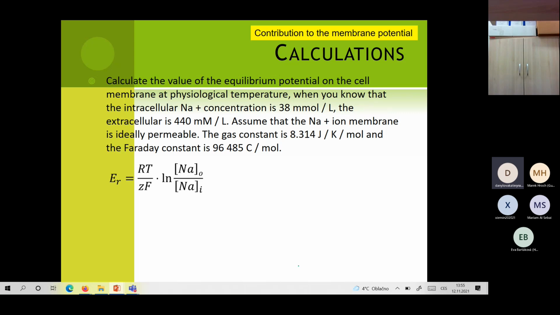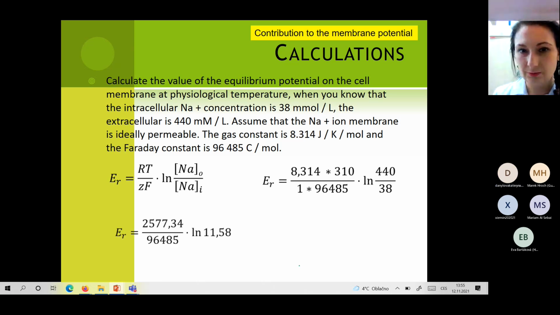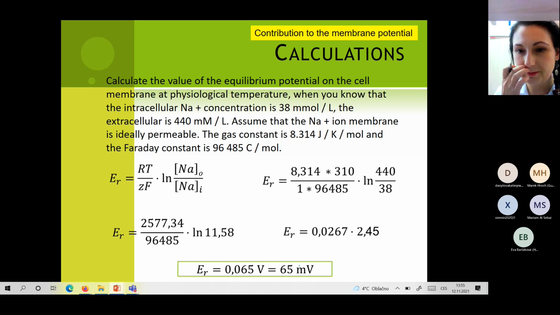I think I have an answer. Yes. Name? Katarina. Yes. Tell me the answer. It's minus 65. Minus 65. Yes, it's not minus. Plus. Did you put the values in the correct order here?